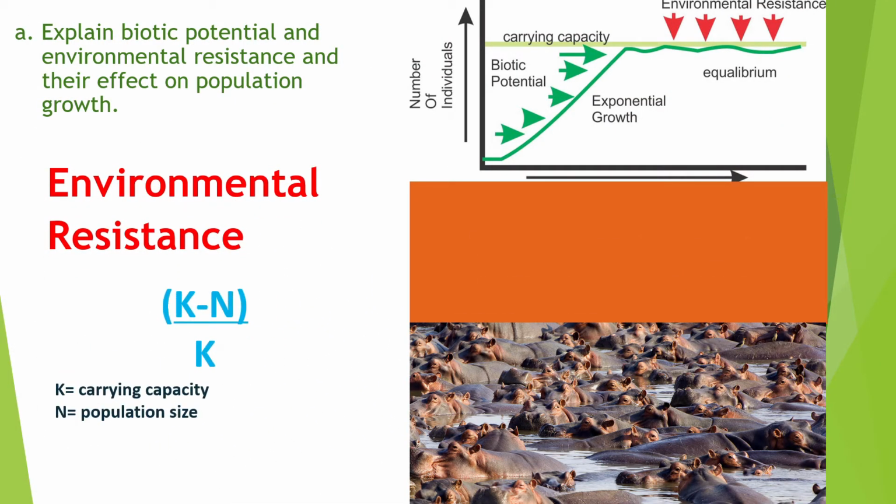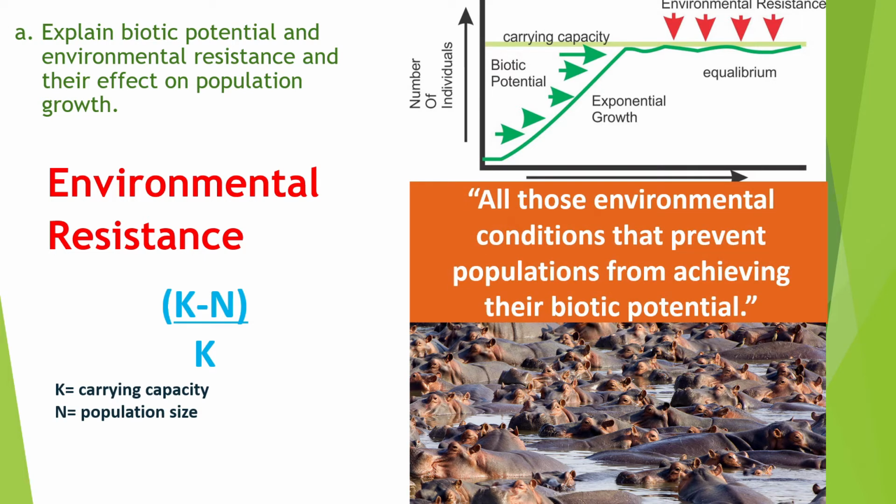Environmental resistance. Environmental resistance are all those environmental conditions that prevent population from achieving their biotic potential. It is also known as limiting factors. This is the formula to calculate environmental resistance, where K represents carrying capacity and N represents population size.